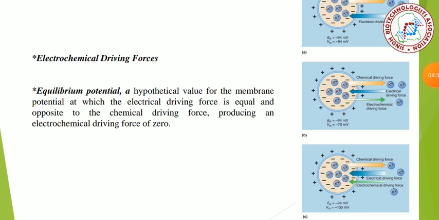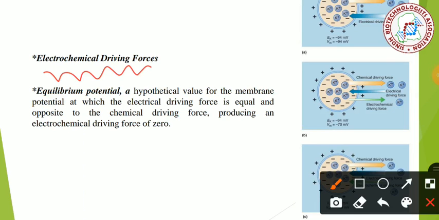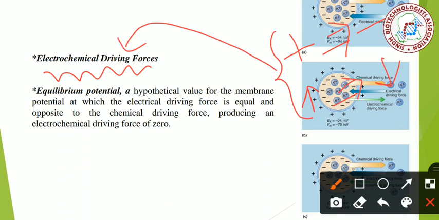In the next slide we can see the electrochemical driving forces. So what does that mean? In my previous slide I discussed that positively charged ions usually move towards the negatively charged side, and a high concentration of a molecule also moves towards the low concentration space. If we combine those together, it's called the electrochemical driving force. So we can say the total force acting on the ions is a combination of those two, I mean the chemical and electrical driving forces.